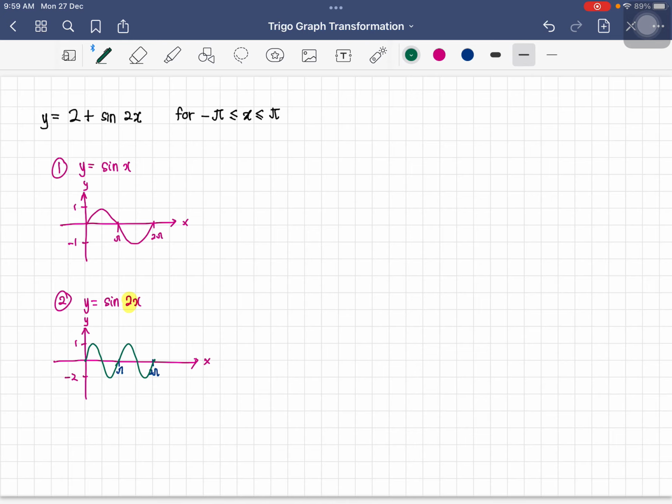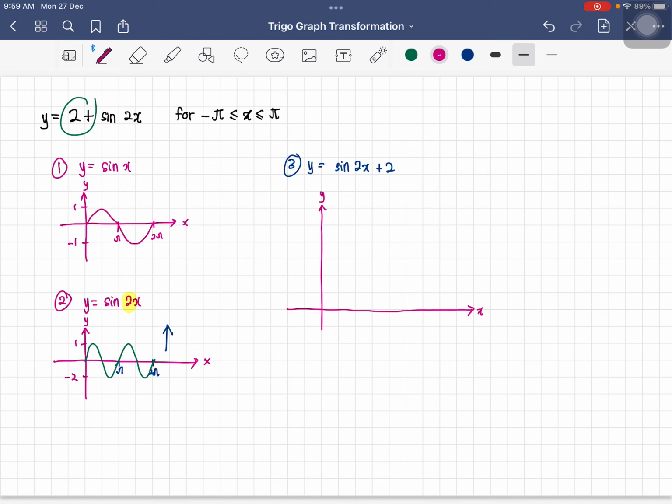But finally you are going to shift it upwards by 2 units, because we plus 2 there. So the third one will be sine of 2x plus 2. We have to shift this graph upwards by 2 units, so we'll have something like this from y.